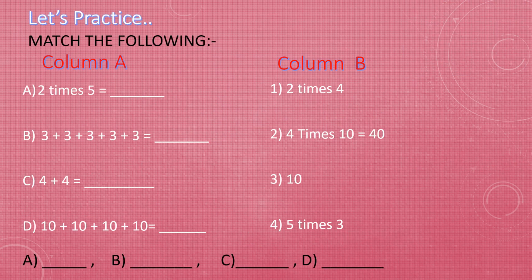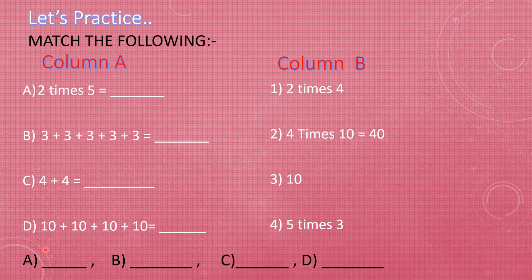Let's practice a few questions based on multiplication, starting with match the following. Column A and column B are given, and there are certain options in both the columns, and we have to match the possible answers in column A to column B. So let's solve the first one. A, 2 times 5. Let's see which option suits best. Yes, it will be the third one. 2 times 5 is 10.